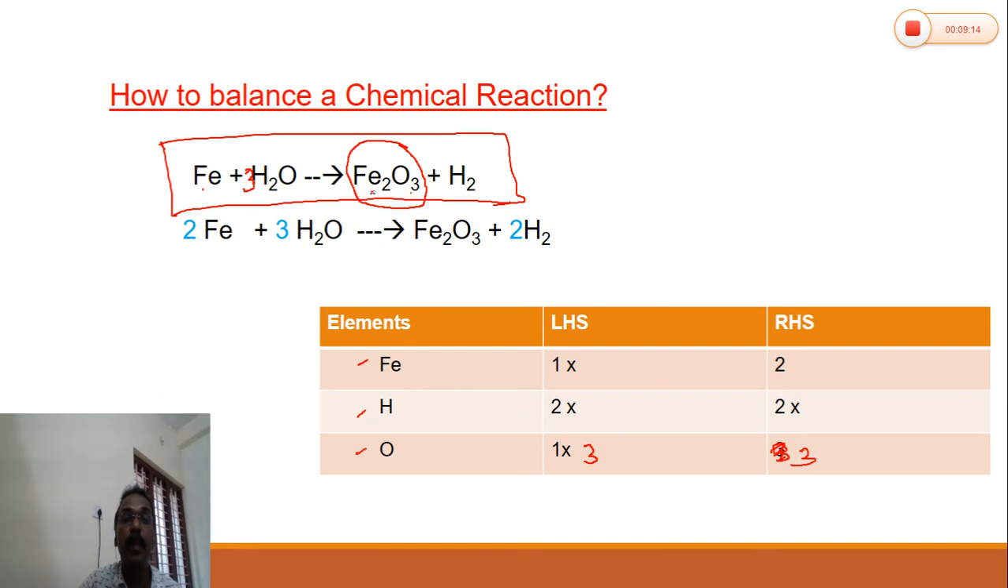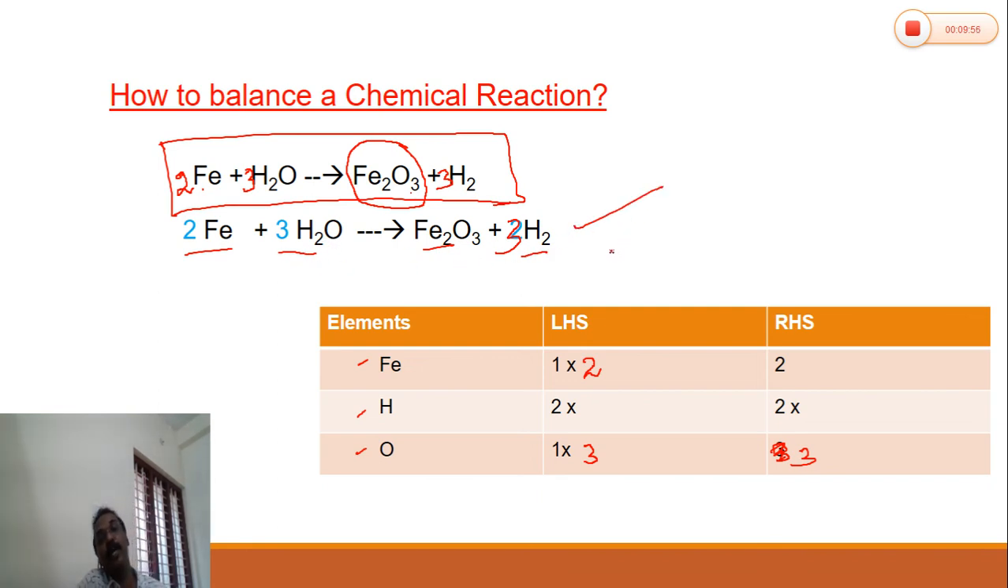Now hydrogen has changed. Now it becomes 6. Before that, for iron, the right side has iron 2 and the left side only 1. So we have to multiply by 2. So we put 2 here, 2 iron plus. Now again you check: 2 iron, 2 iron, 3 oxygen, but hydrogen here is 6. So we put 3 here. Again you check: 2 iron, 2 iron, 6 hydrogen, 6 hydrogen, 3 oxygen, 3 oxygen. So the equation is balanced.